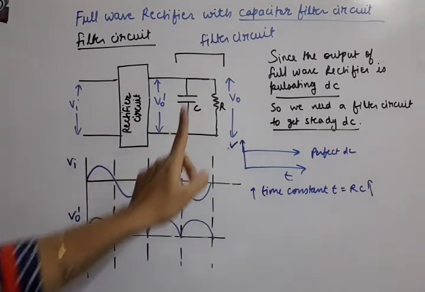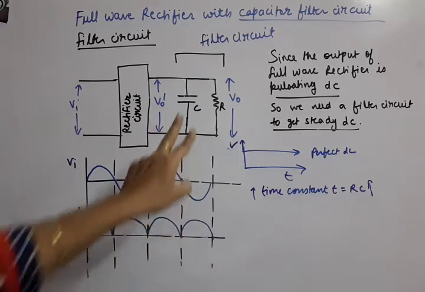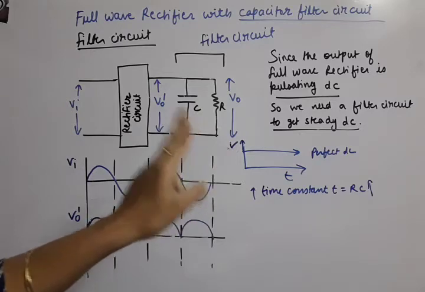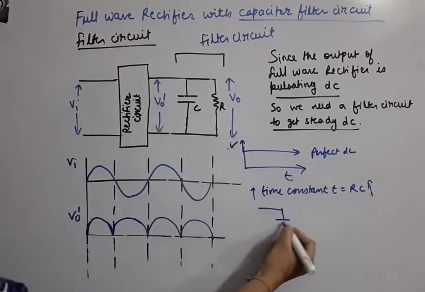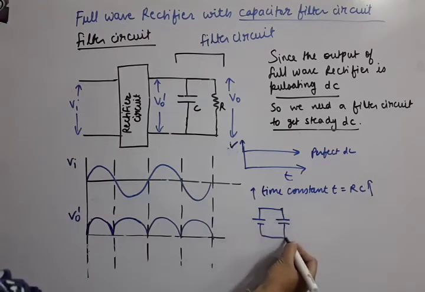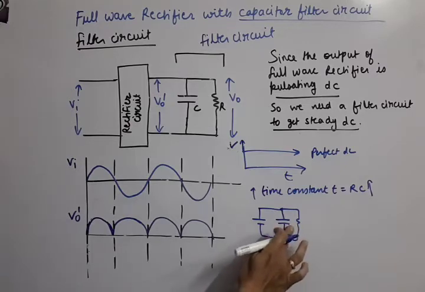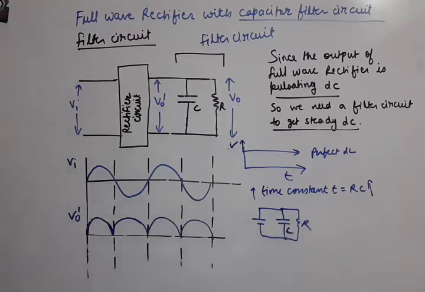We have to see that this VO dash is applied to the capacitor and resistance. Here the capacitor will play two roles. The capacitor gets charged if it is getting an increased voltage. It is this way. This is a capacitor and this is a resistance.